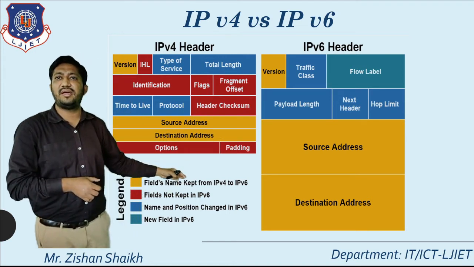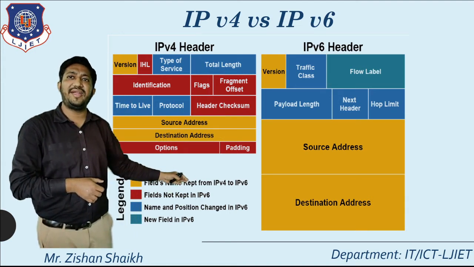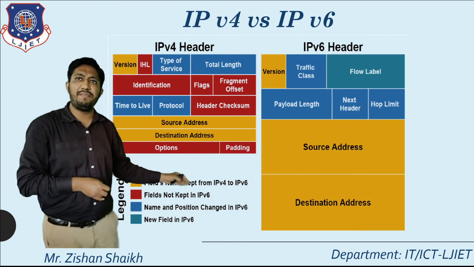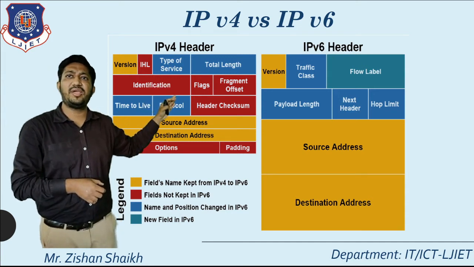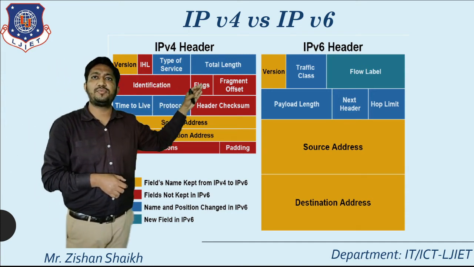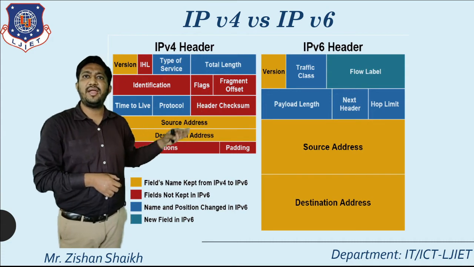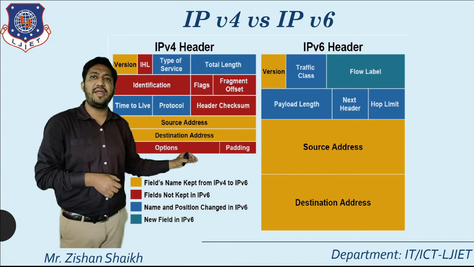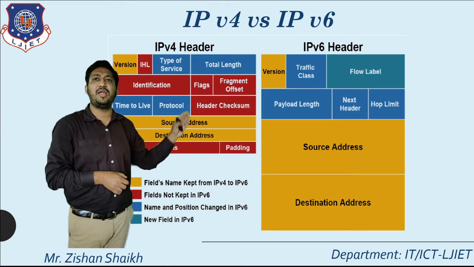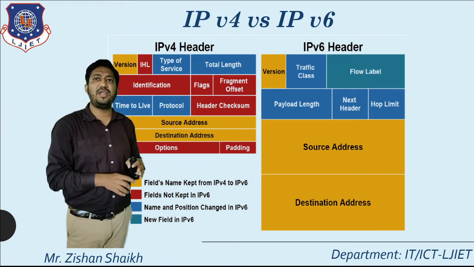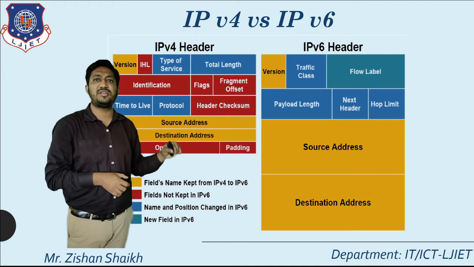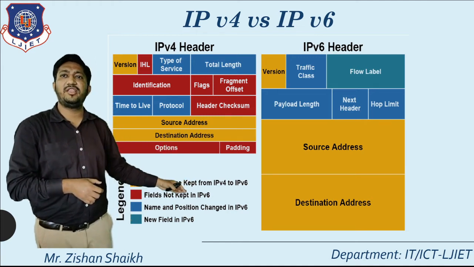Now next is the red color. The fields in red are not kept in IP version 6. So here are header length, then identification, flag, fragment offset, checksum, and options and padding information. Those fields are available in IP version 4, but the IP version 6 structure removes this type of fields. Next is the blue color.